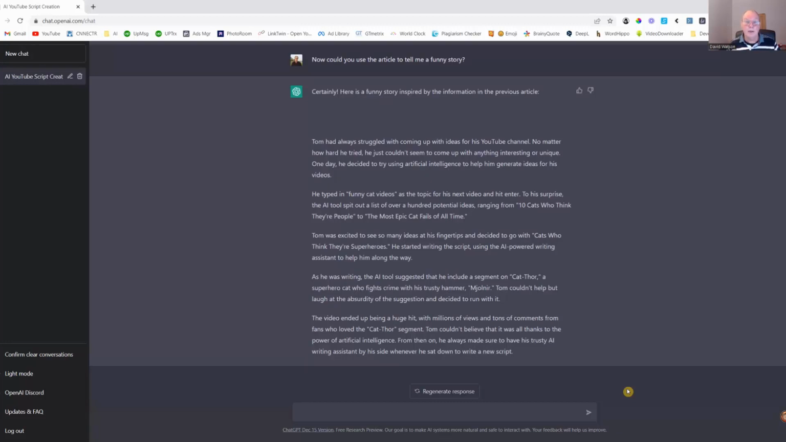Tom was excited to see so many ideas at his fingertips and decided to go with 10 cats who think they're superheroes. He started writing the script with the AI-powered writing assistant to help him along the way. So as he was writing, the AI tool suggested he include a segment on Cat Thor, a superhero cat who fights crime with his trusty hammer, Mjolnir. Tom couldn't help but laugh at the absurdity of the suggestion and decided to run with it.